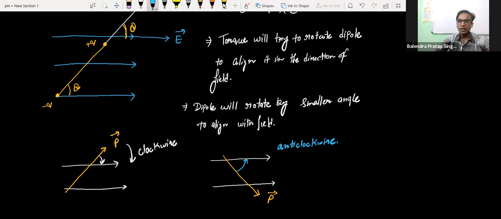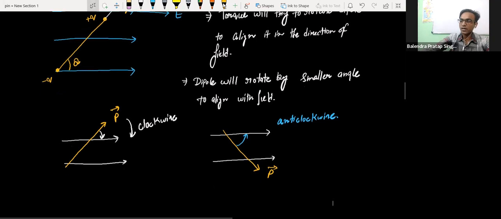Okay, so let me give you a small numerical based on this electric dipole concept, electric dipole in external electric field concept.